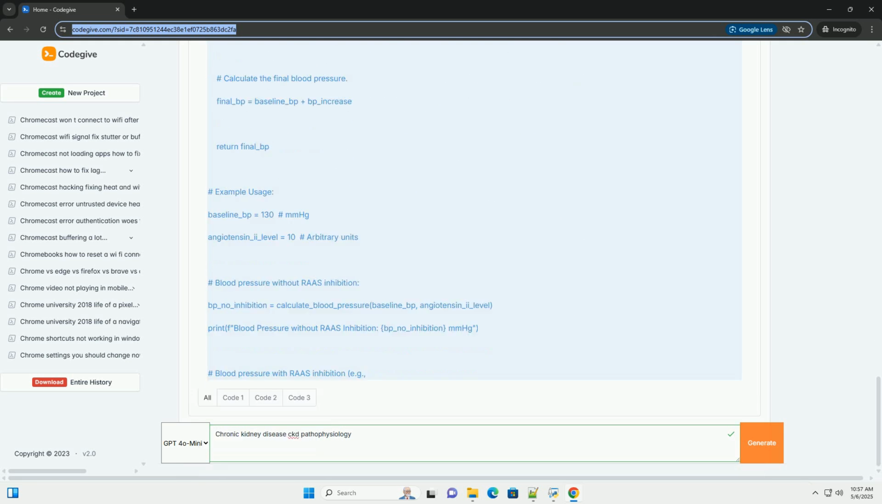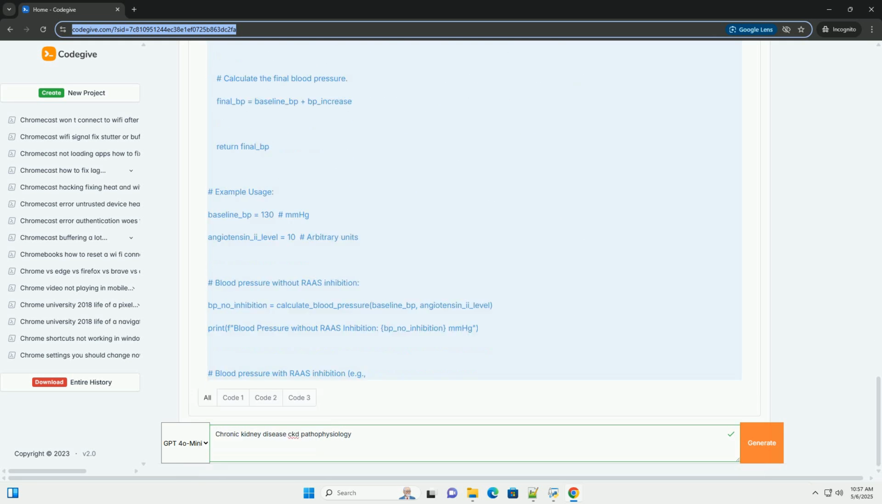Important considerations for code examples. Oversimplification. These code examples are highly simplified representations of complex biological processes. They are intended for illustrative purposes only and should not be used for clinical decision-making. Data. To build more realistic models, you would need extensive data sets on patients with CKD, including GFR, blood pressure, phosphate levels, PTH levels, and other relevant parameters. Machine learning. More sophisticated modeling of CKD progression and outcomes can be achieved using machine learning techniques. These techniques can identify patterns and relationships in complex data sets that may not be apparent with simpler models.